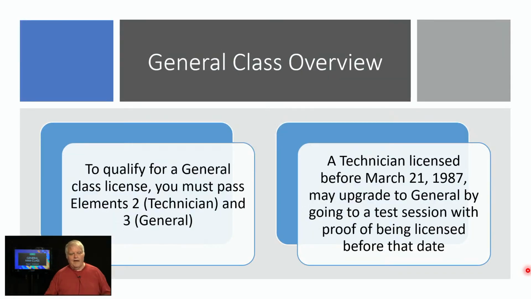So to qualify for a general class license, you already must have your technician license, or the Element 2, and then you pass Element 3, which is the general class license. That's the new question pool that we just started in July. If you were a technician licensed before 1987, you might be able to upgrade to general, so see me after class about that.